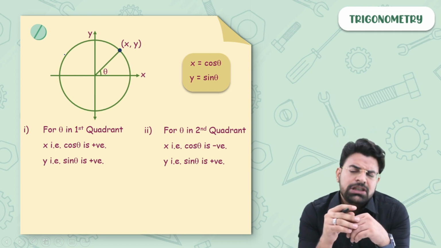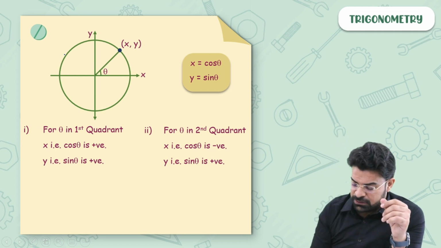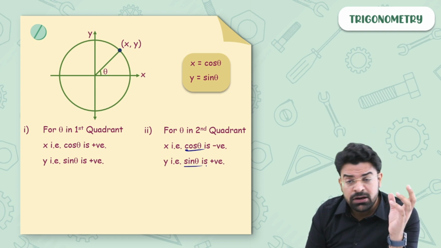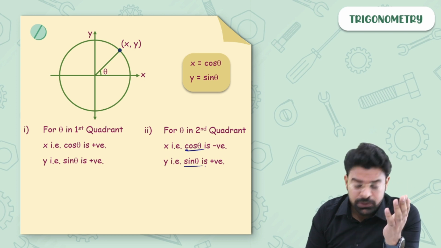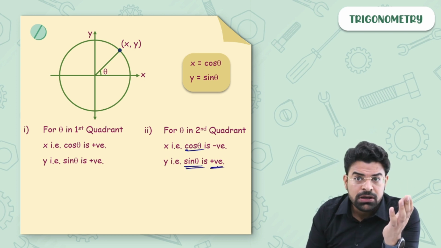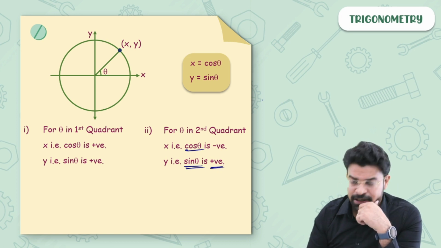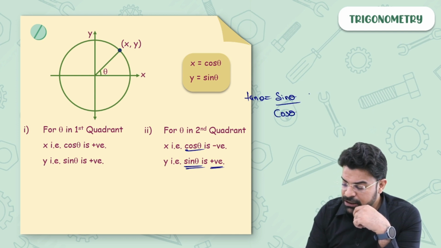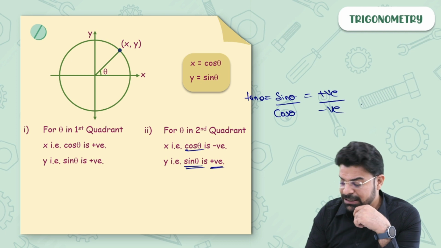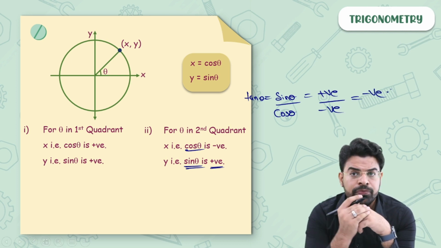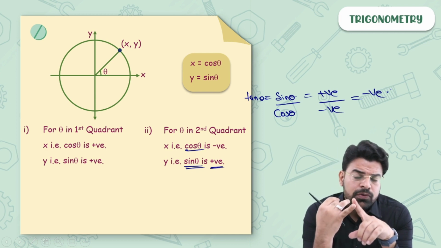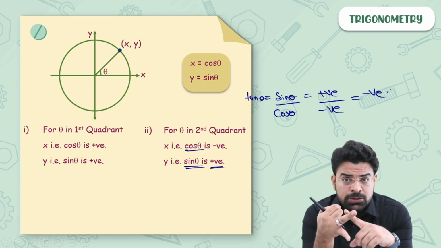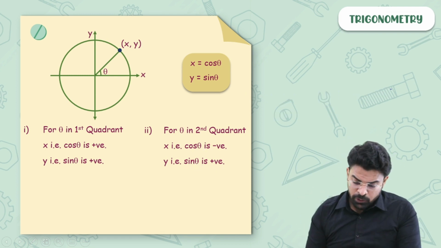Sir, if cos theta is negative and sine theta is positive, what is the sign of sec theta? Beta, sec is the reciprocal of cos. So if cos is negative, sec is negative. So what is the sign of cosec? Beta, if sine is positive, then its reciprocal cosec will also be positive. So what will be the sign of tan theta? You can again say tan theta equals sine theta by cos theta. Here sine theta is positive while cos theta is negative. So the overall tan theta comes out to be negative. So in the second quadrant, cos is negative, sine is positive, tan is negative, and sec is negative, cosec is positive, cot is negative. Moving on.